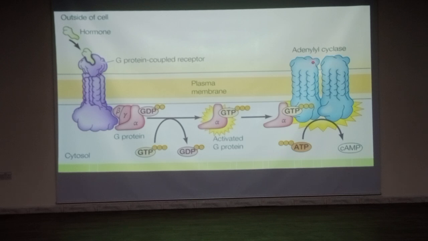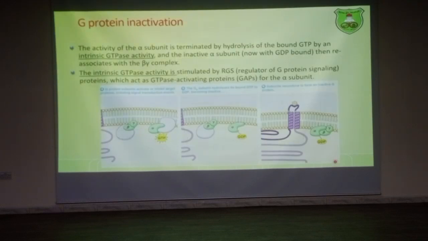For example, you have adenylyl cyclase. What adenylyl cyclase does is that it converts ATP to cyclic AMP. Before going into adenylyl cyclase, the alpha subunit must be inactivated. It has to be inactivated, otherwise the signal is always on. How does it get inactivated? By hydrolyzing GTP to GDP. And this happens by an intrinsic GTPase activity of alpha.